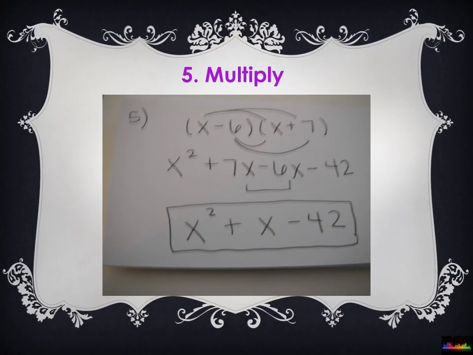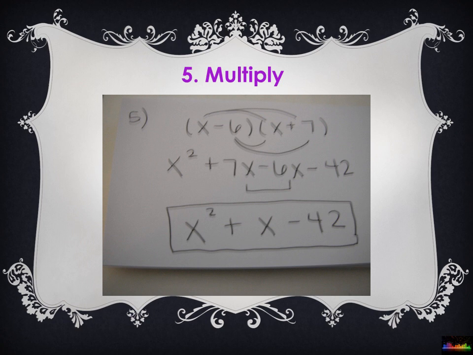We are going to use the same idea that we did in the last problem. We have two binomials multiplied together, so we will use double distribution. Some of you prefer to use the FOIL method, and that is fine. You will come up with the same answer. So we need to multiply each term in the first binomial by each term in the second binomial.